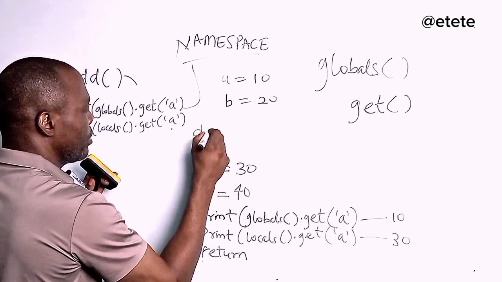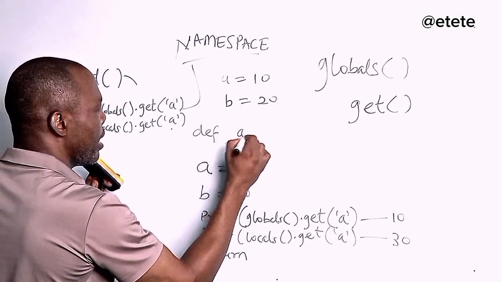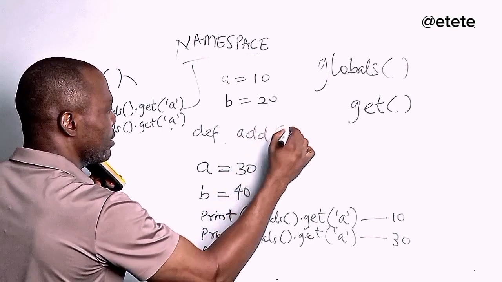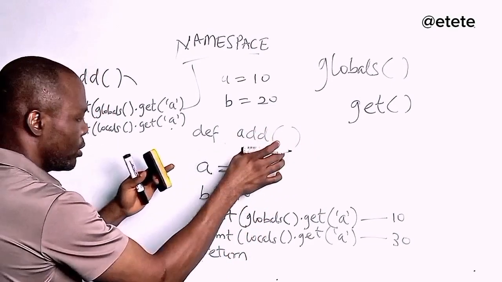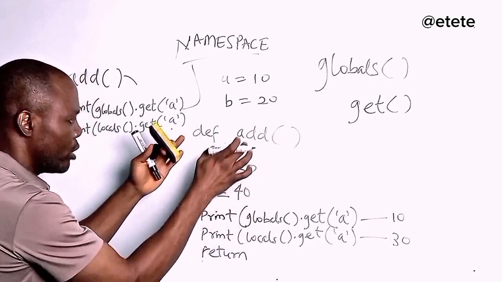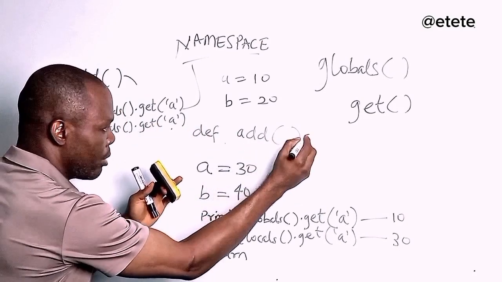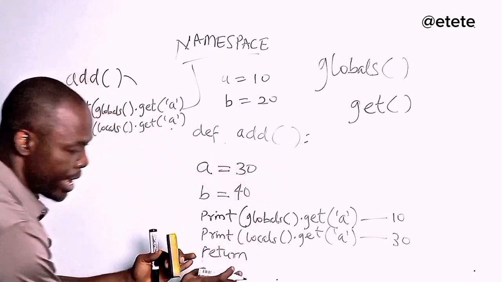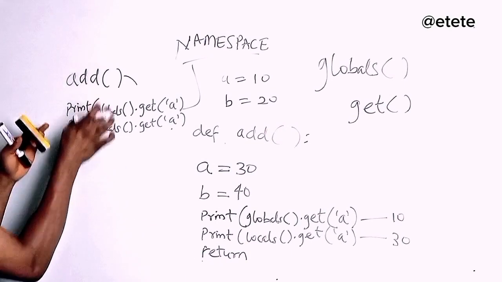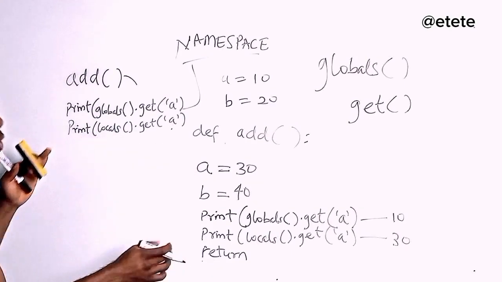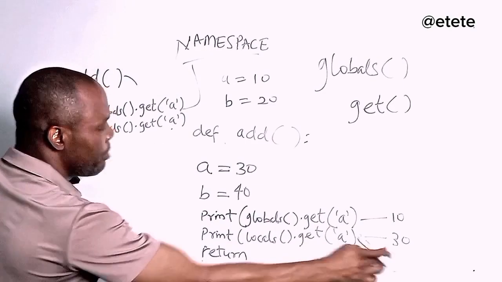I'm just doing this for you. Add this. So this one is inside here. So this function call, I'll put this here. This function call ends here. Now I am calling this now outside of the function. So this one will give me 10, this one will give me 30.